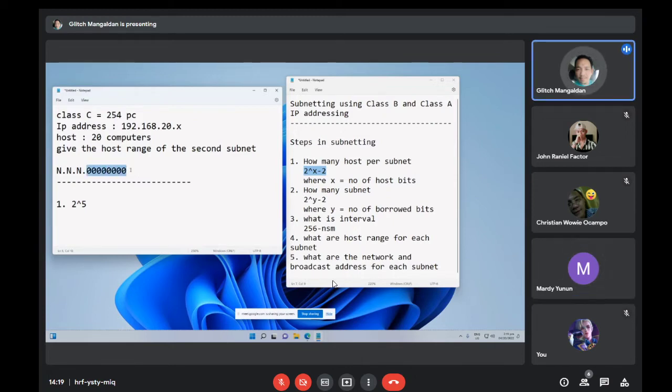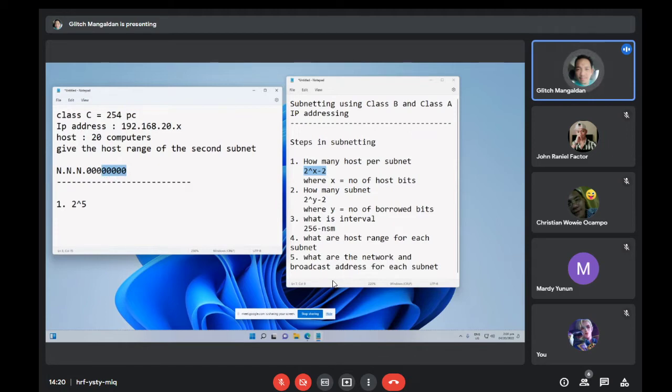Okay. Ngayon, yung 20 computers na to, umisip ka ng powers of 2 na malapit sa 20. And that is 2 raised to 5 according to you. What is 2 raised to 5? 32, di ba? 2, 4, 8... So, yung 32, siya yung pinakamalapit sa 20. Am I correct? Opo, sir. So, bibilang tayo ng 5 from the right. 1, 2, 3, 4, 5. So, hanggang dito lang yung host natin.